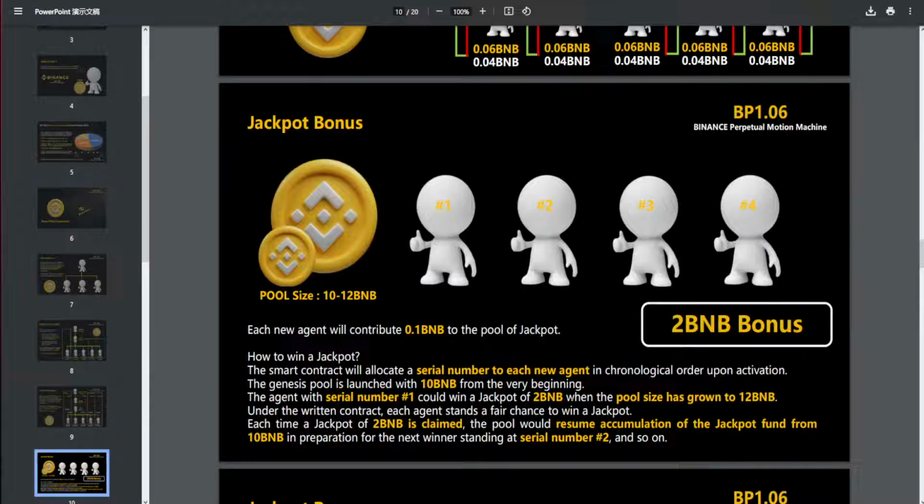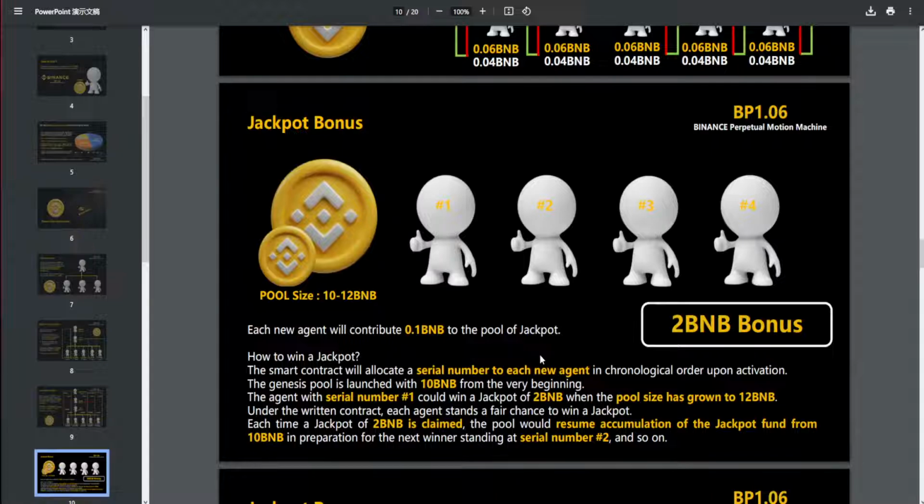In the smart contract, it allocates a serial number to every new agent, in chronological order. So the jackpot bonus is done on the basis of chronological order, but the whole jackpot and where it goes is done arbitrarily. So everyone has a fair chance of winning the jackpot. But the jackpot bonus is done in chronological order.